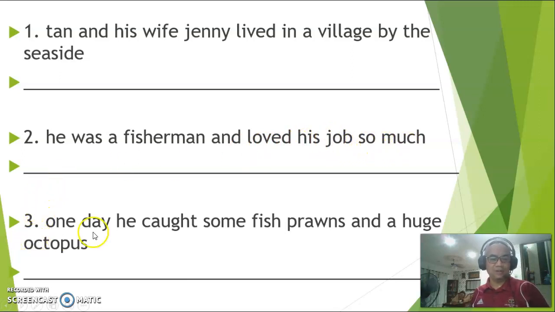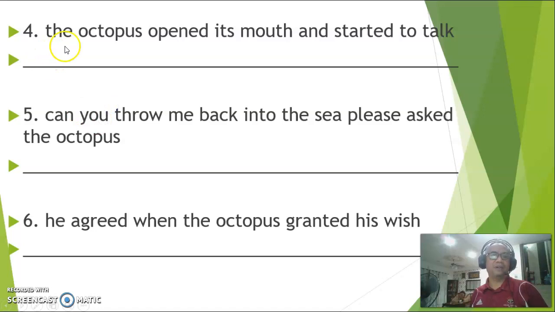Number 3, one day he caught some fish, prawn, and a huge octopus. Number 4, the octopus opened its mouth and started to talk. Number 5, can you throw me back into the sea, please? Asked the octopus. Number 6, he agreed when the octopus granted his wish. So rewrite all the 6 sentences using the correct punctuation. Understand? Okay, very good.